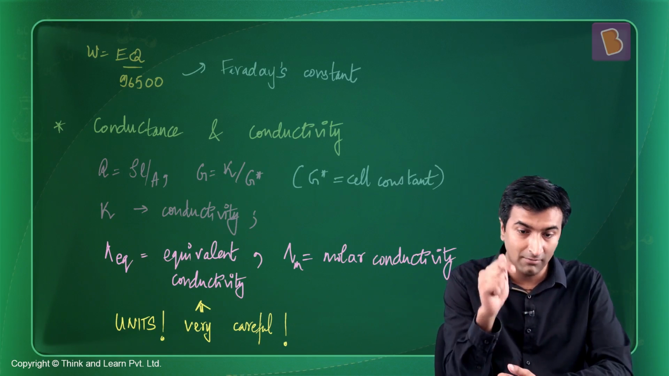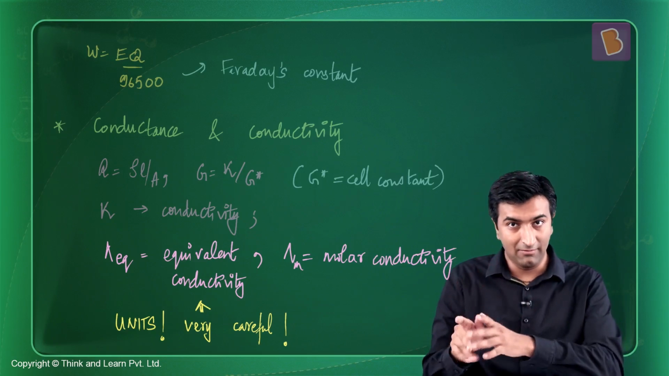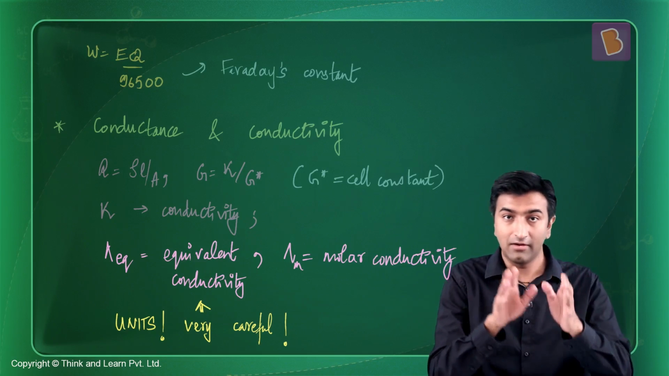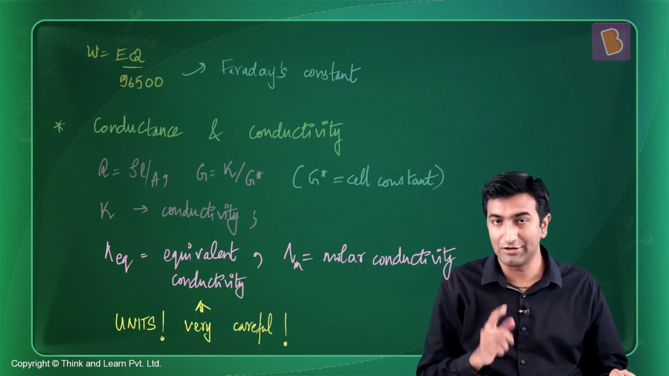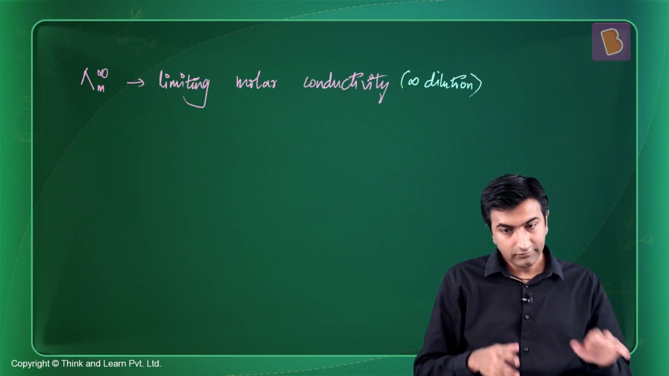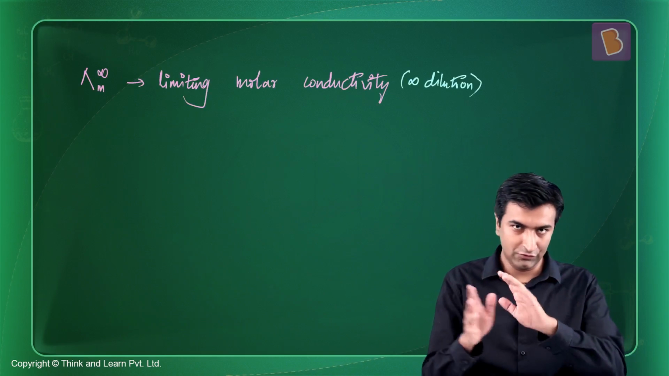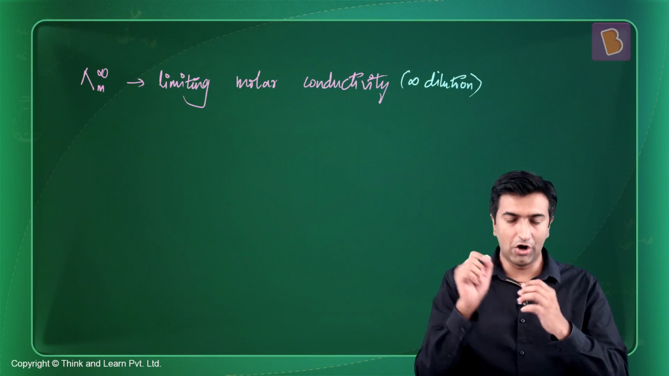I think the best way to remember this part here is that lambda M, molar conductivity, is simply kappa per mole. So you figure out the units accordingly. We'll do some numerical and show you what I mean. The limiting molar conductivity at infinite dilution is known as lambda infinity M or lambda naught M also.